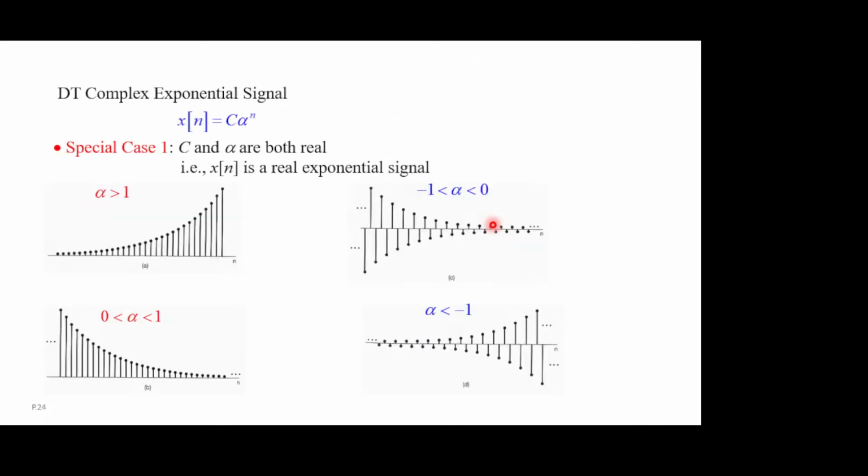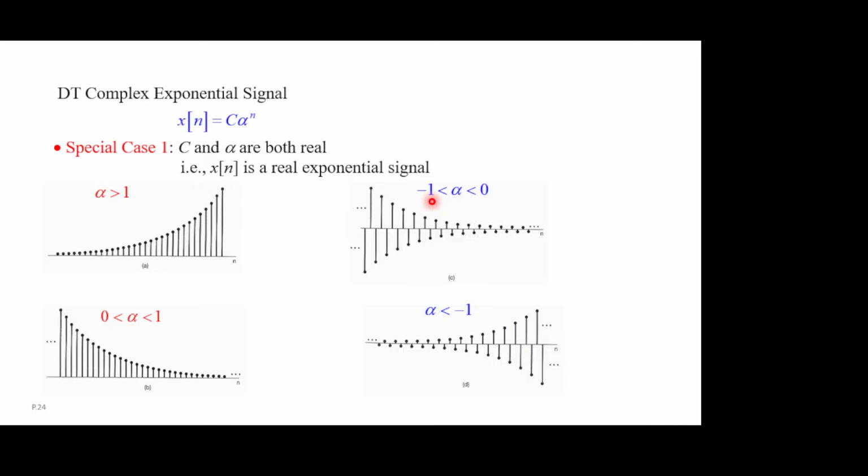But now see the real case. Now you can see things are a little different. So if c and alpha are both real, then well, c doesn't quite matter. But for different alpha, we will see different things. So if alpha is bigger than 1, you have this growing thing. If alpha is bigger than 0 and less than 1, you have this exponentially decaying thing. But what's funny is now we can have alpha negative. Okay?